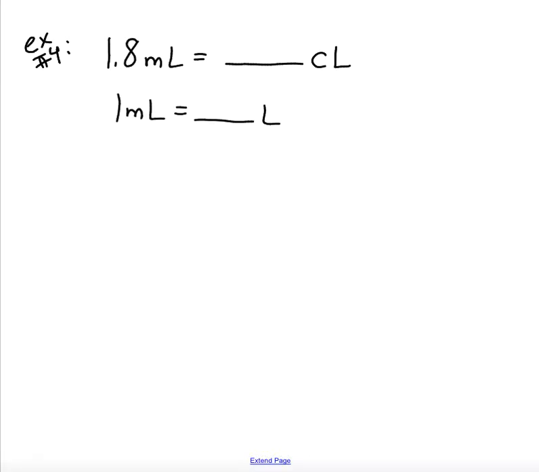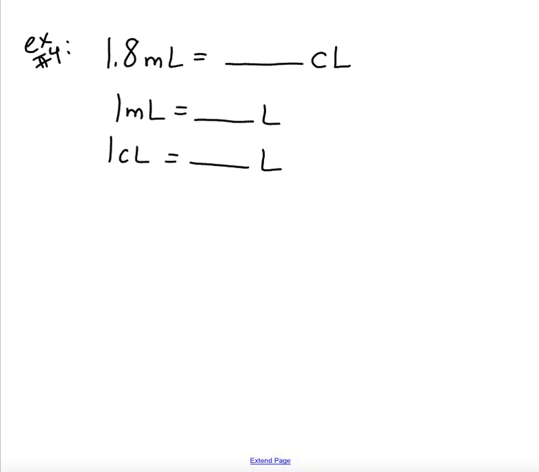So I start with my, again, 2 conversion factors. Because neither of these are the base, I need 2 different conversion factors. So I'm going to have 1 milliliter is how many liters, and 1 centiliter is how many liters. Because both of these have prefixes in them, we are going to start with the middle row to get our numbers.